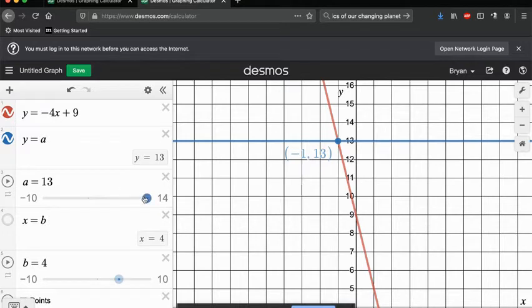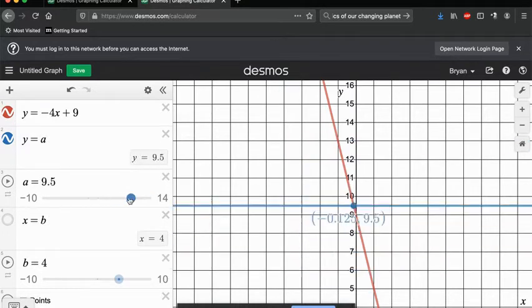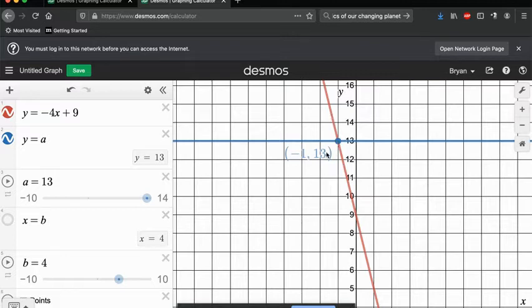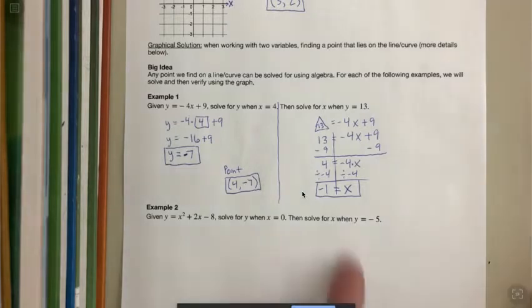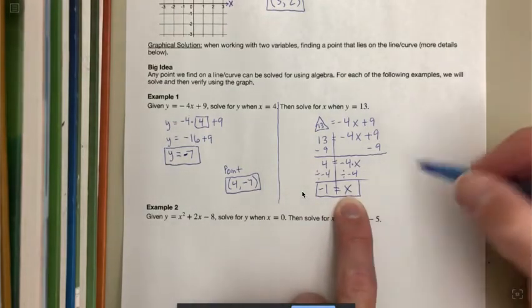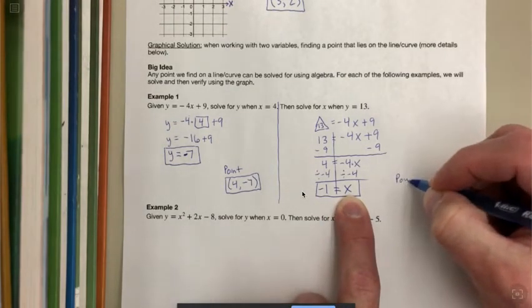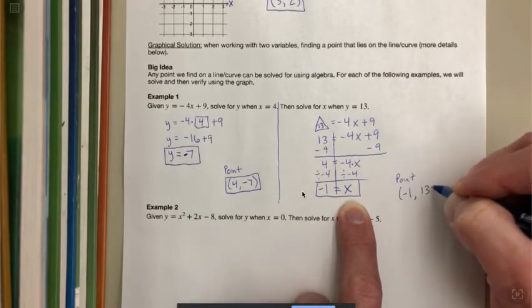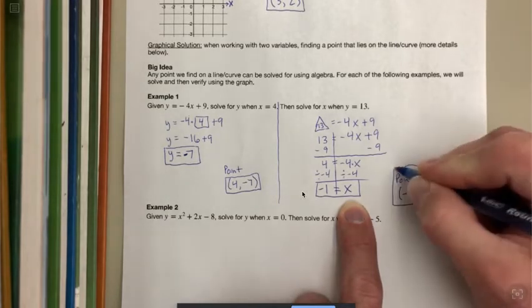All I'm doing is taking my slider here and moving until I get my y value to the correct number, and I'm making sure that the point where they cross matches exactly what I solved for. So sure enough, that's great. The point that this solution represents is x is -1, y is 13. That's it.